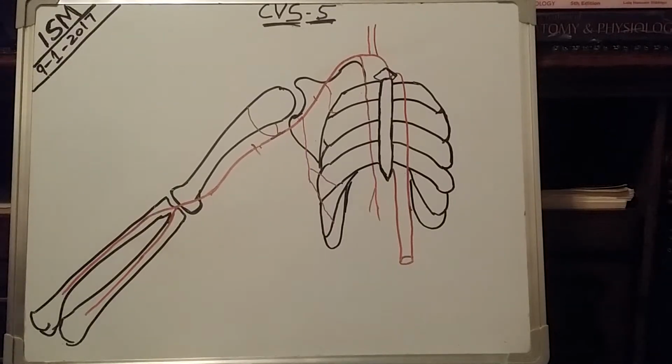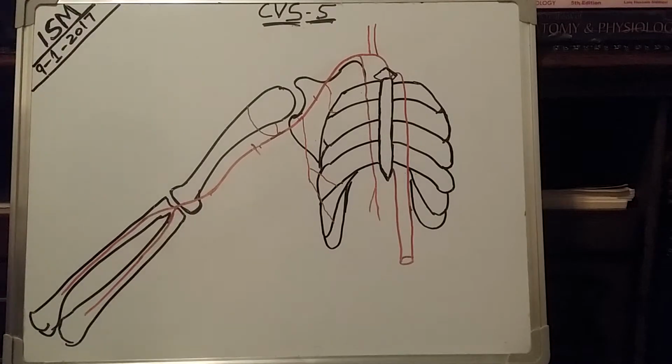We are going to discuss the cardiovascular system anatomy part. It's our 5th lecture. Today our lecture will be on the brachial artery. We will discuss the branches of the brachial artery and the parts where the brachial artery provides blood supply.